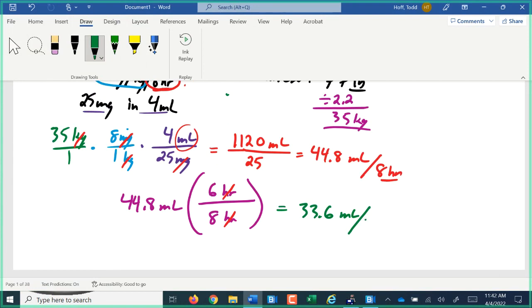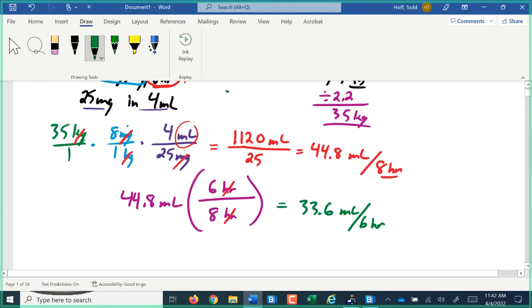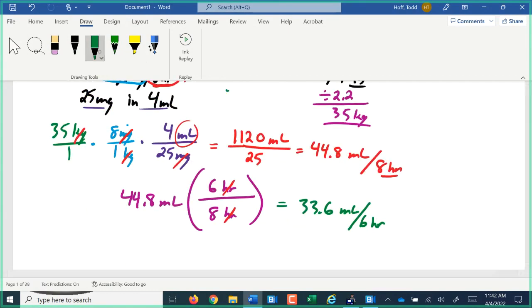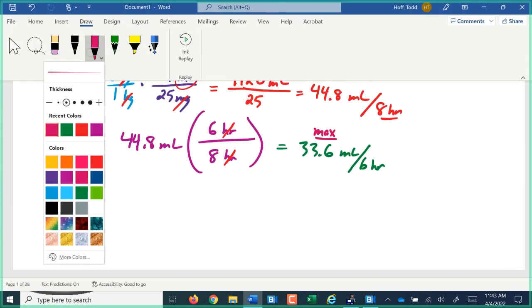That is milliliters every 6 hours. So right away, we notice that the doctor's order exceeds the maximum recommended dose. Let's go ahead and complete the calculation to find the complete range. This is the maximum dose. Let's find the minimum so we can establish what the recommended range is, so we can present that to the doctor for possible adjustment of that dosage.